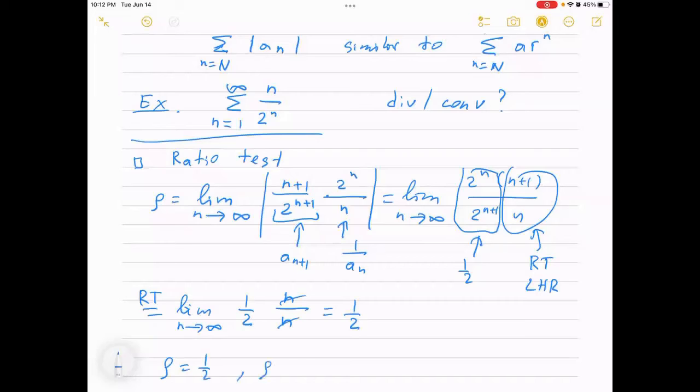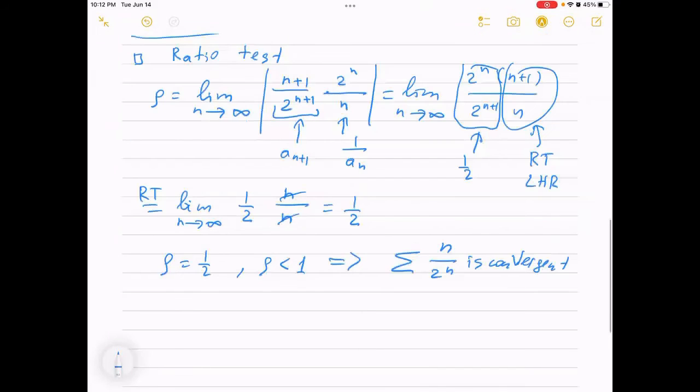Rho is less than 1, so we conclude that our original series is convergent, or absolutely convergent, by the ratio test. So that's the first one.